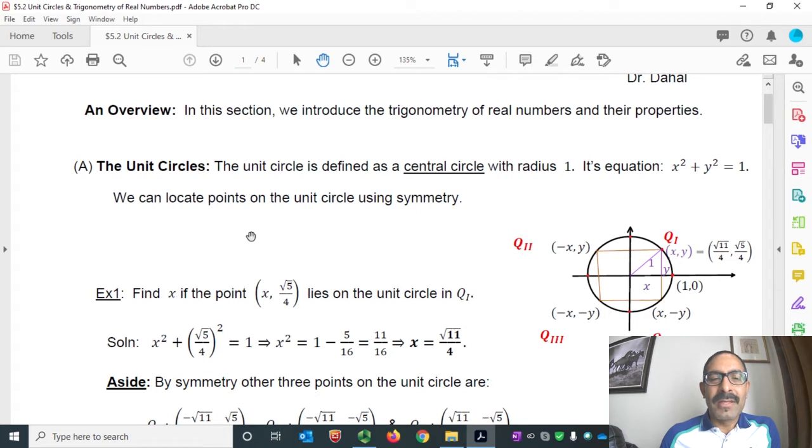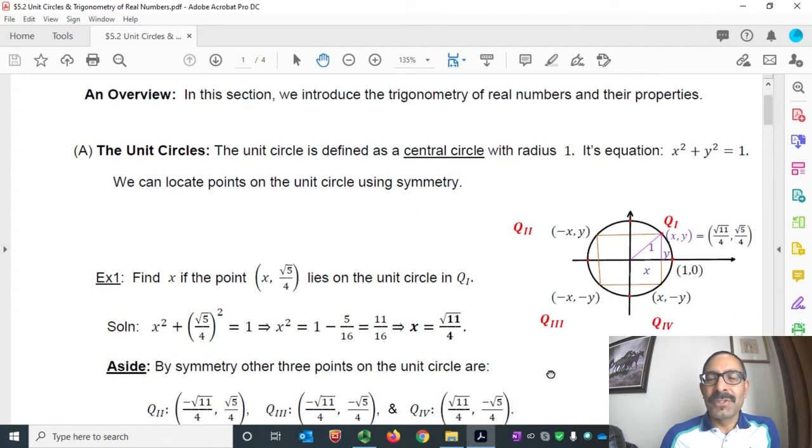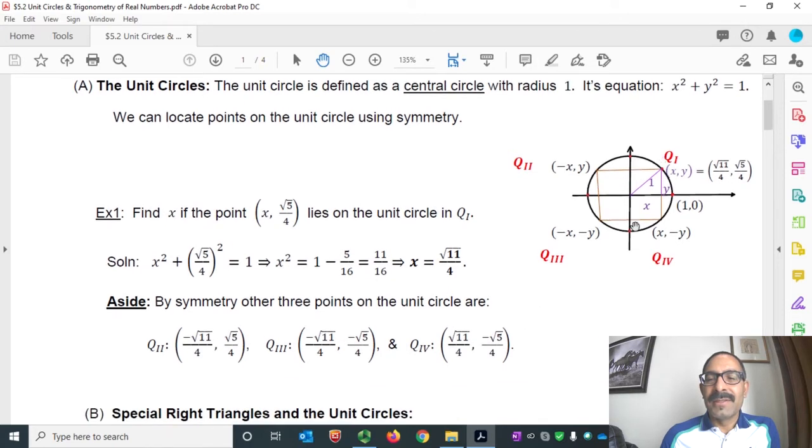We can locate points on the unit circle using symmetry. On the diagram here, the unit circle is symmetric about the x-axis as well as about the y-axis, and there are 4 quadrants. Q1 is the first quadrant. This is Q2, the second quadrant. This is Q3, the third quadrant. And this is Q4, the fourth quadrant.